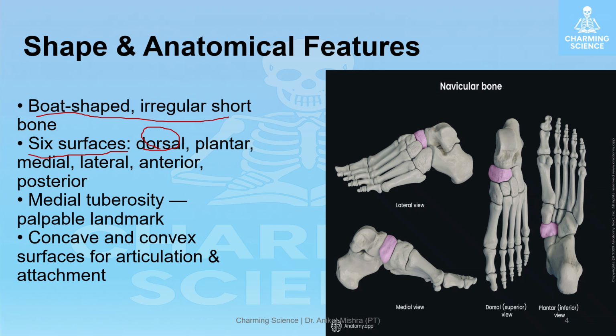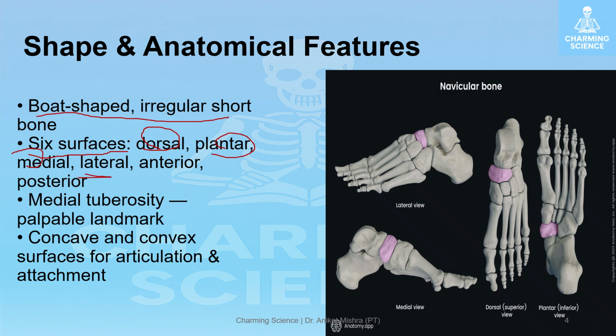On the plantar surface or the inferior surface, it is concave, also rough, and serves as an attachment area for the spring ligament, which supports the medial arch. On the medial surface, it has the prominent navicular tuberosity, which can be felt on the inner side of the foot. This tuberosity is the insertion point of the tibialis posterior tendon and serves as a key anatomical landmark.